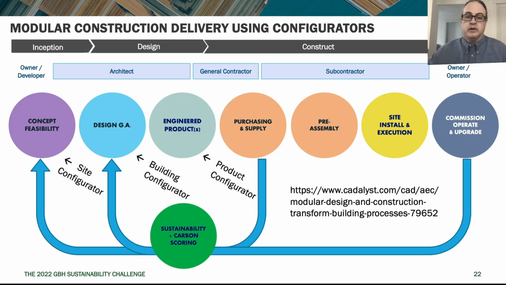So I won't get into all of this diagram, but basically, if you look at the way buildings are delivered and you look at the steps along building delivery, there are certain steps that lend themselves to configurators, and I've called out 3 of them. At the concept phase, using a site configurator; at the building layout, using a building configurator; and at the assembly selection, using a product configurator.